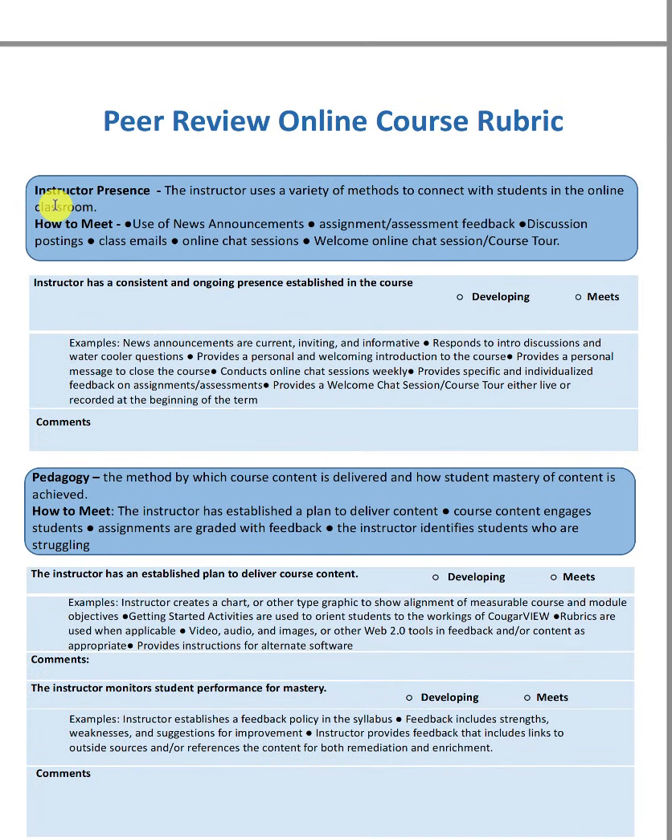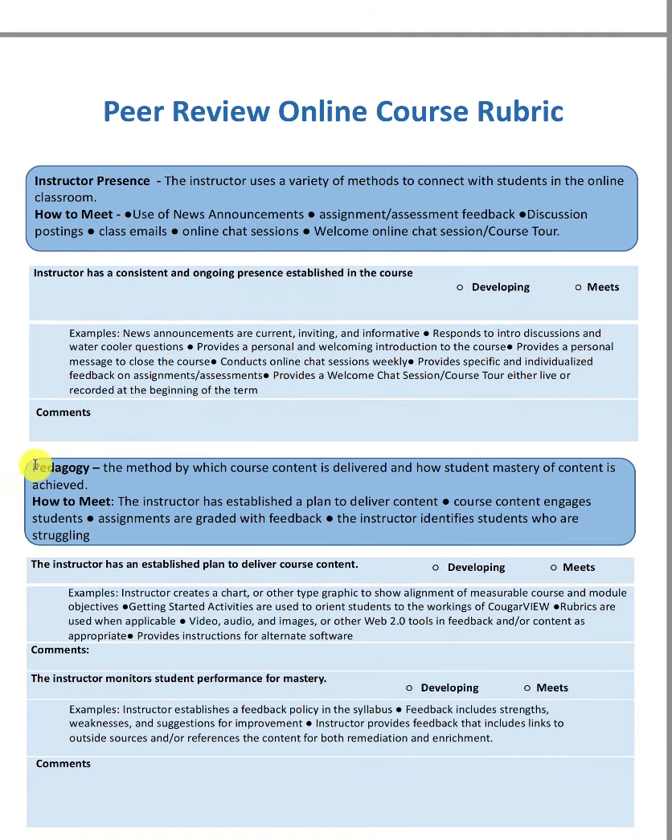The second overarching criteria here is the instructor presence, and then ways that this might be met in the course, and the sub area here, and then examples to look for. And then the third one is pedagogy, a definition of what that means. Again, how this might be met in the course. There are two sub areas where this is broken down, examples of items in the course the reviewer can look for that would meet this, and then also boxes for comments.